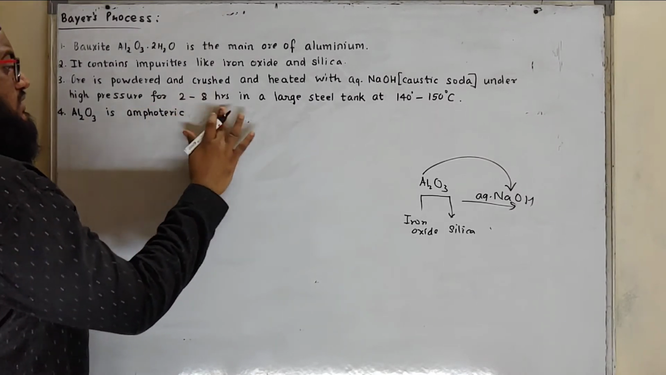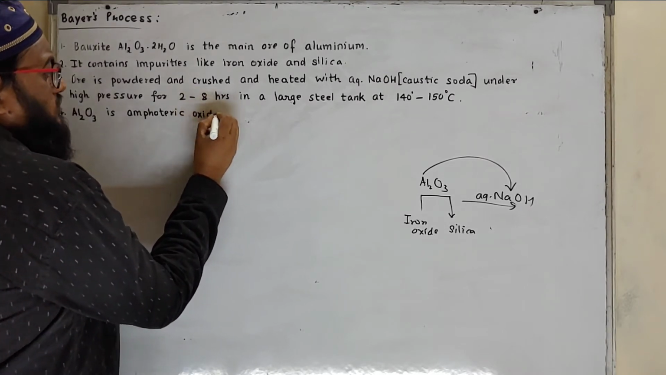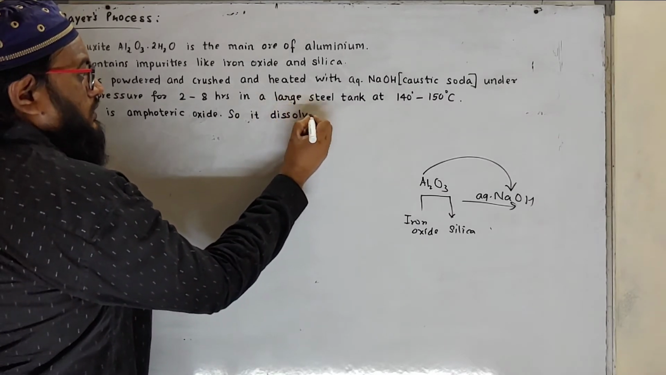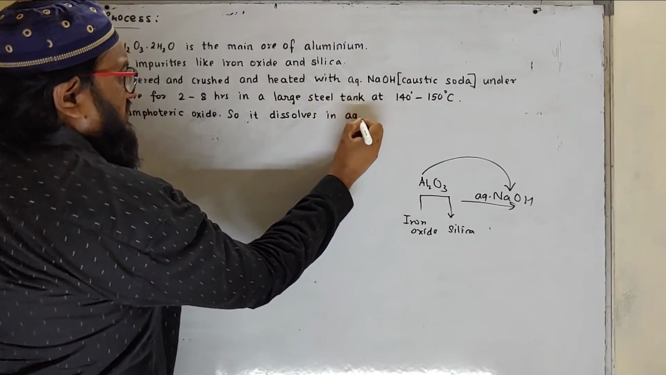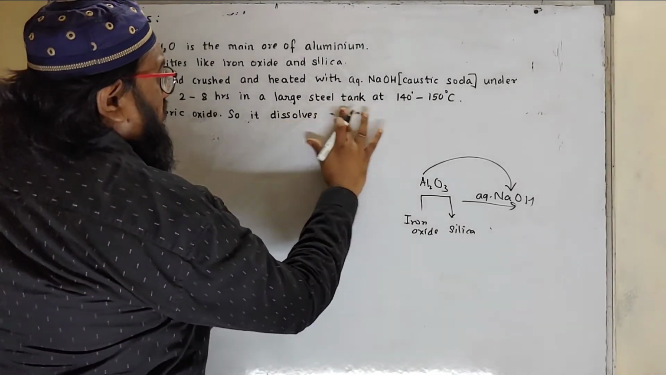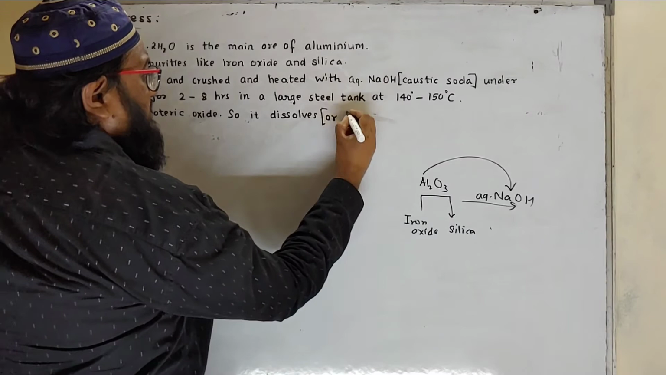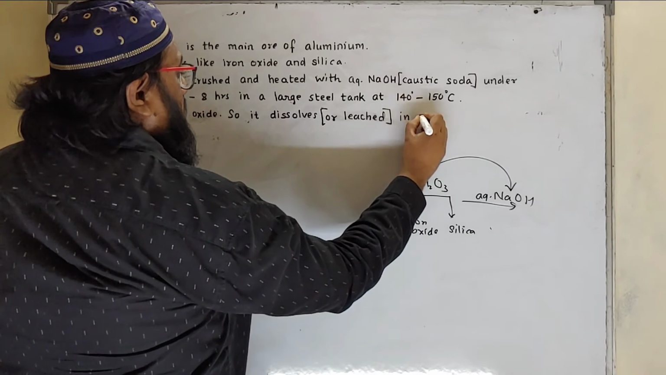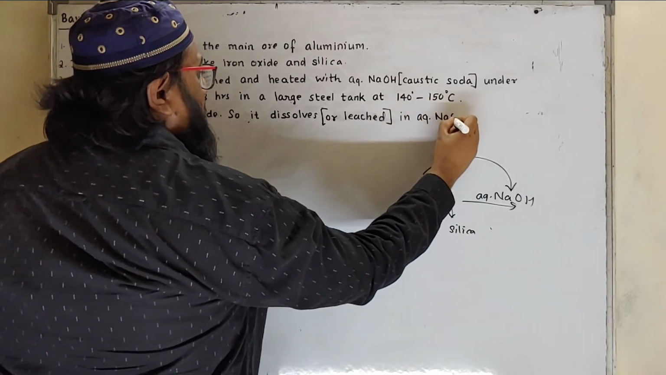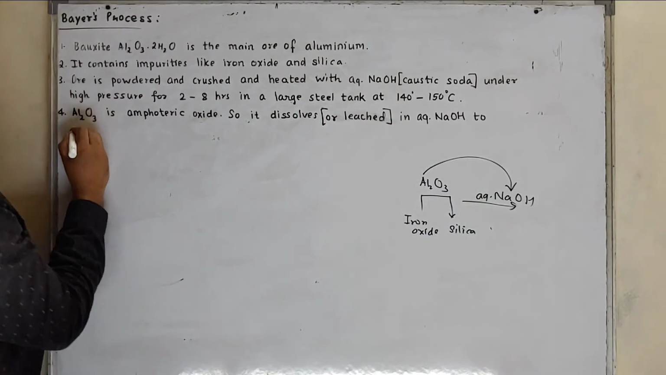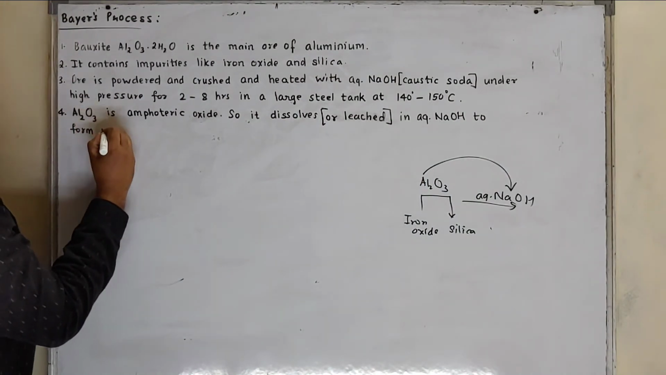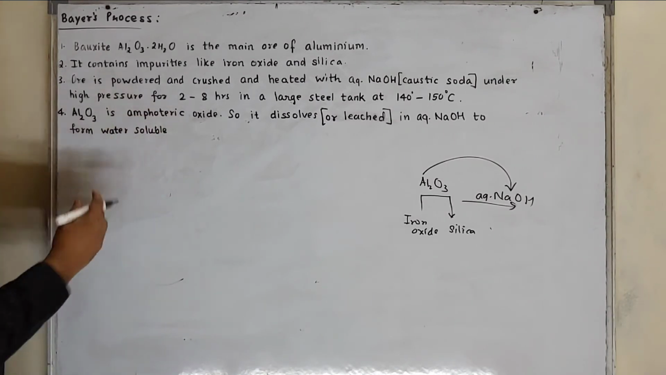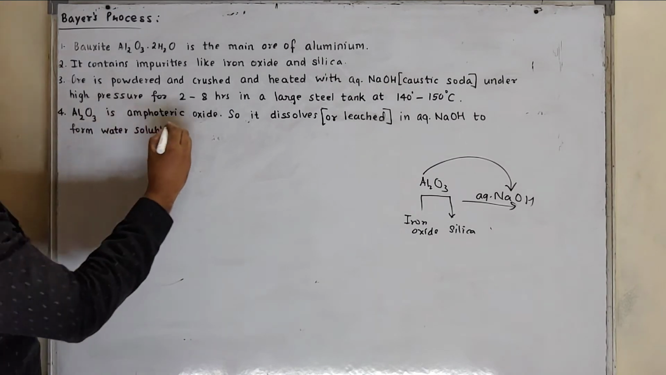So amphoteric oxide, so it dissolves where? In aqueous sodium hydroxide. So it dissolves, or we can say leached, in aqueous sodium hydroxide to form water soluble sodium aluminate.